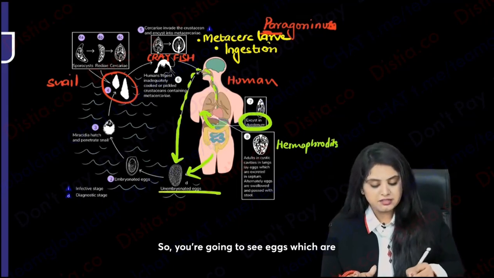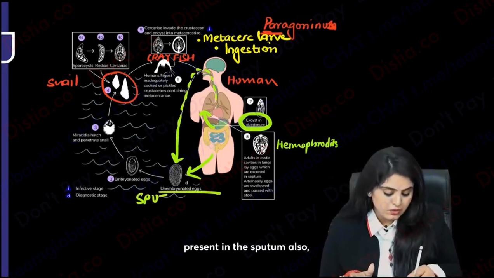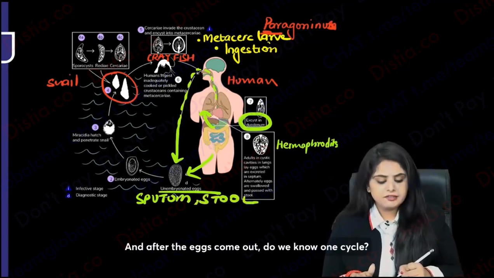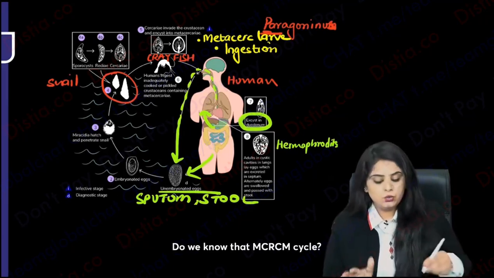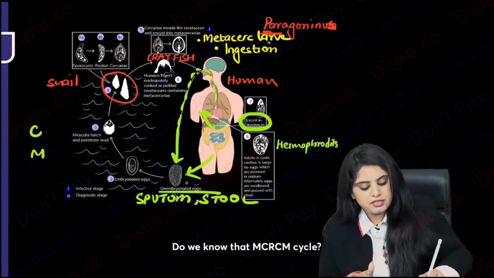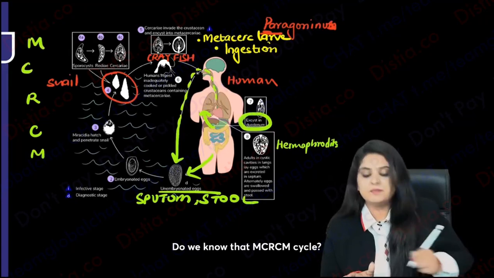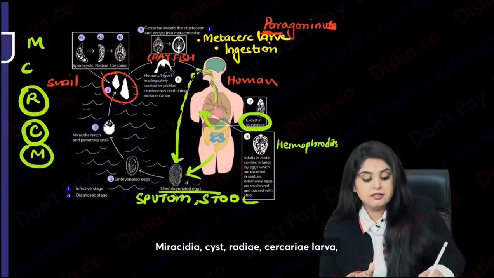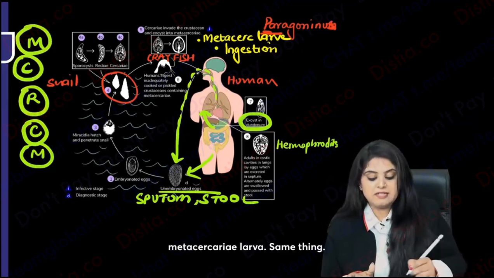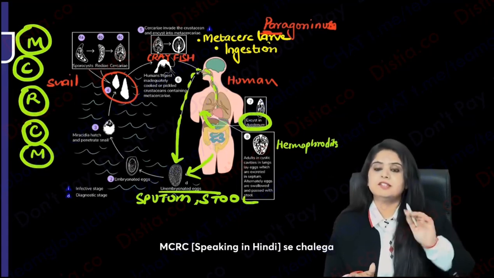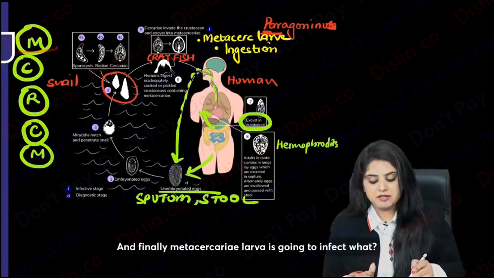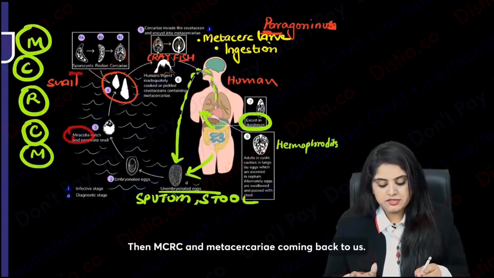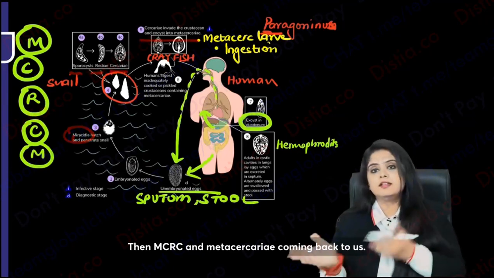So you're going to see eggs which are present in the sputum also, and eggs which are present in the stool as well. And after the eggs come out, do we know the one cycle? That MCRCM cycle? Miracidia, cyst, redia, cercaria larva, metacercaria larva. Same thing, MCRC, and finally metacercaria larva is going to infect what? So you can see that the Miracidia was here, then MCRC and metacercaria coming back to us.